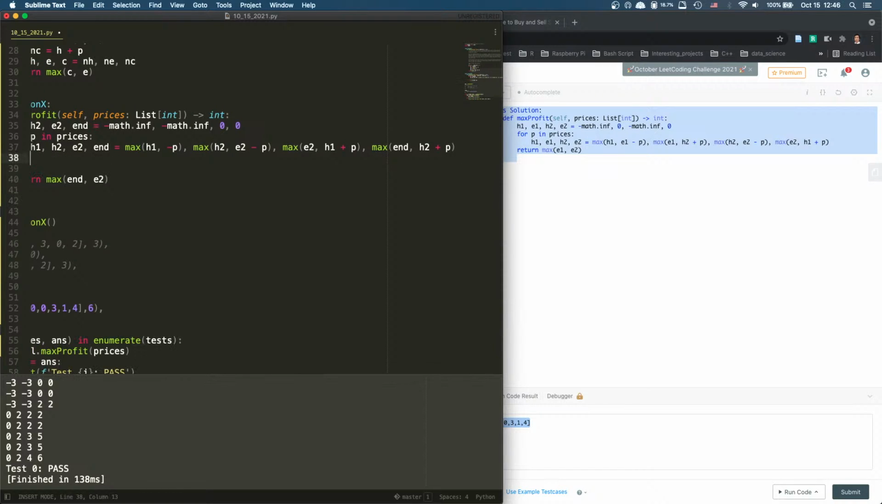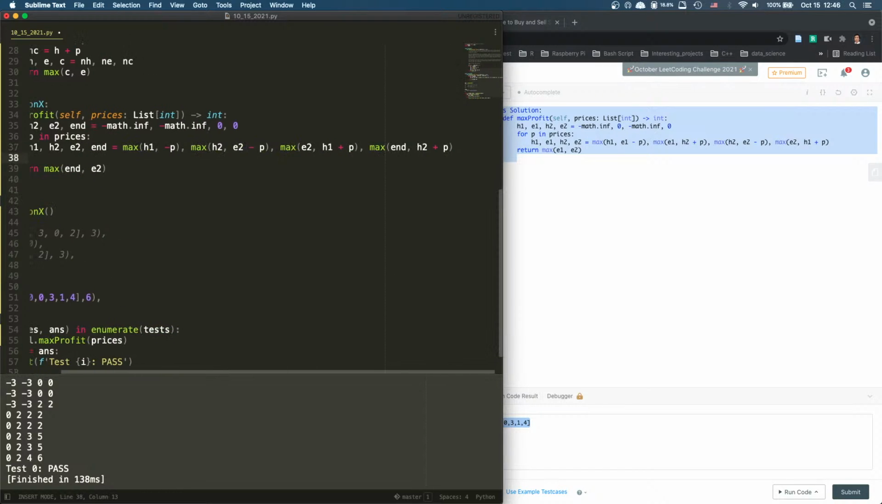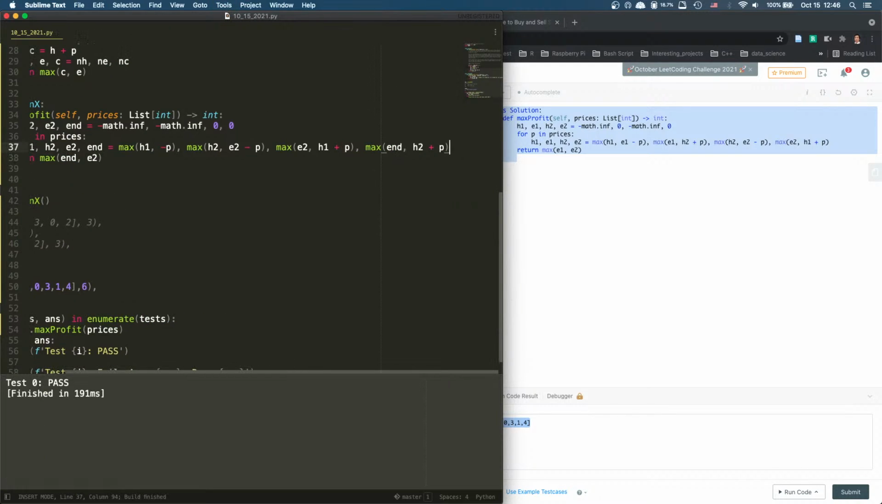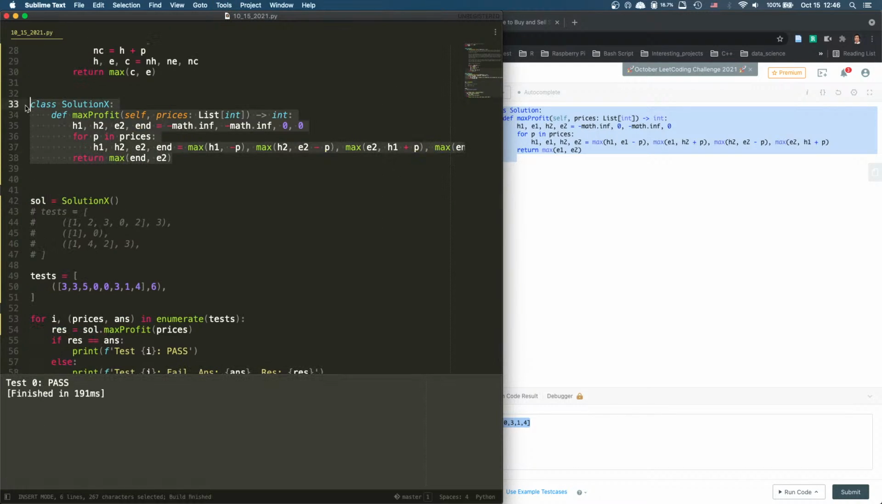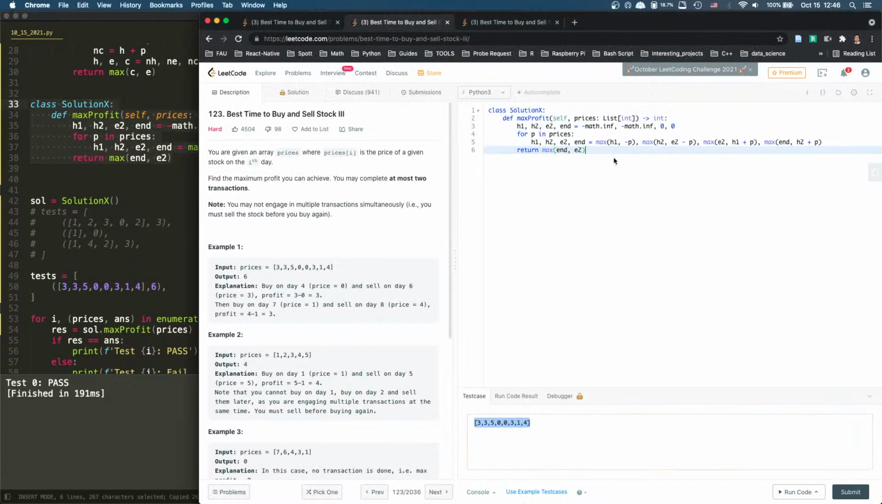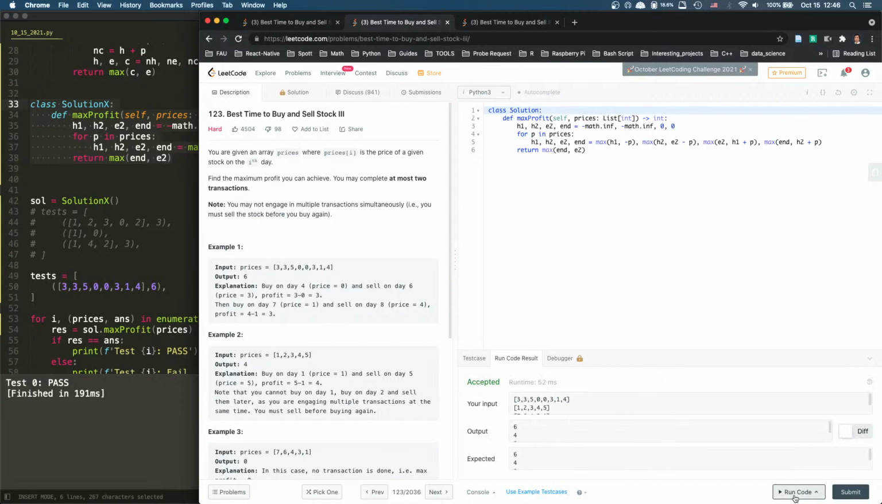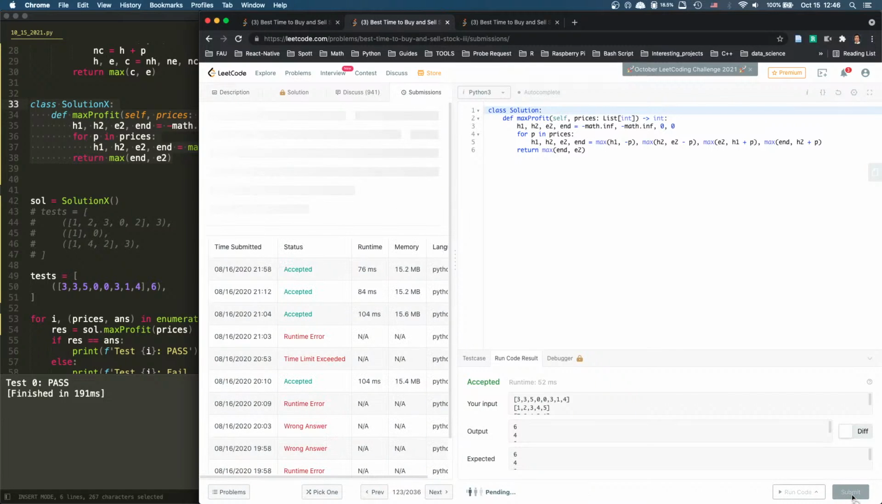Two transactions means that we have 4 states, right? Let's try it again, all test cases. We have empty 1, holding 1, empty 2, holding 2. But the empty 1 is not necessary because we cannot go back to empty 1. So empty 1 state is always 0. But we do have an end state, which is the end after we sell from holding 2. And this one shall work.